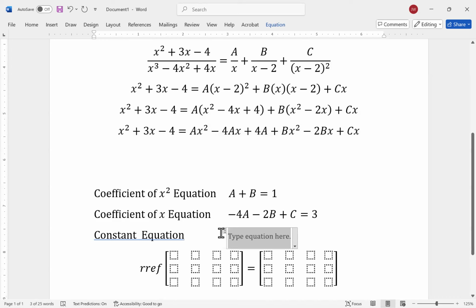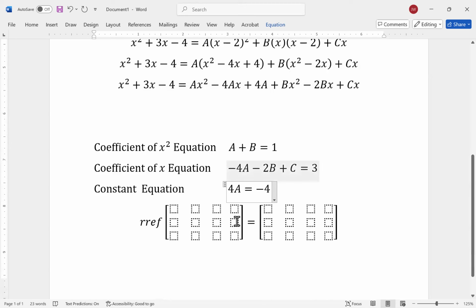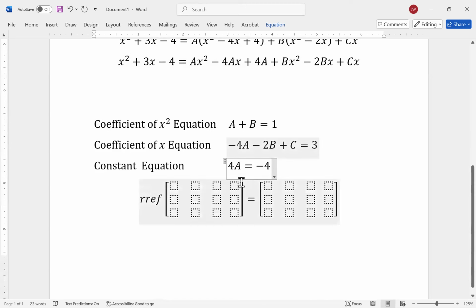My constant equation, on the left we have negative 4. The only constant here is 4a. So we get 4a equals negative 4. This one you can actually do pretty quickly. A is negative 1, plug that in. B is 2, plug in those two and find your C. So you can do this by hand really quickly if you want.